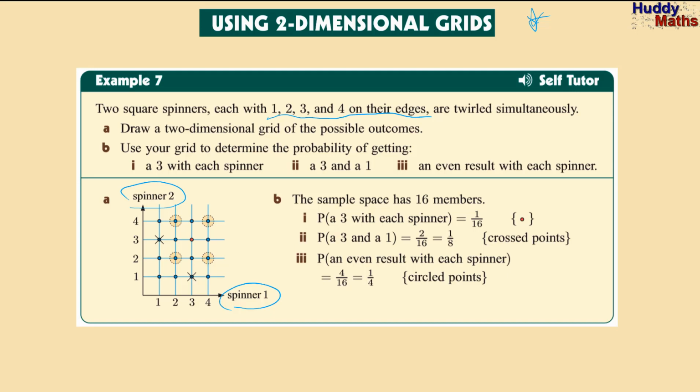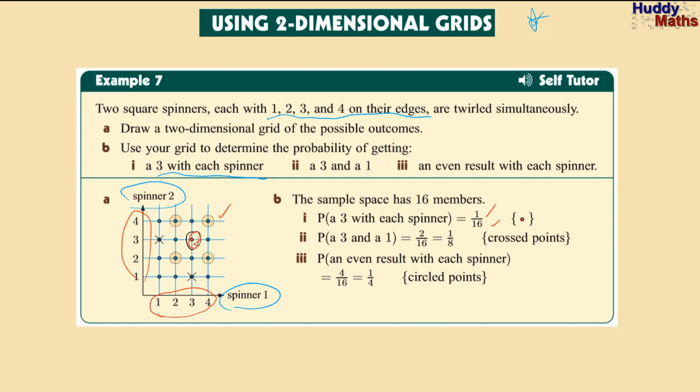All right, so use your grid to determine the probability of getting a 3 with each spinner. Let's go 3. Oh, okay, so it's 1 out of 16. There are 16 possible arrangements there. Do we do multiple addition? No, we do multiplication. These 4 go with these 4. 4 lots of 4 is 16, rather than count all these up.